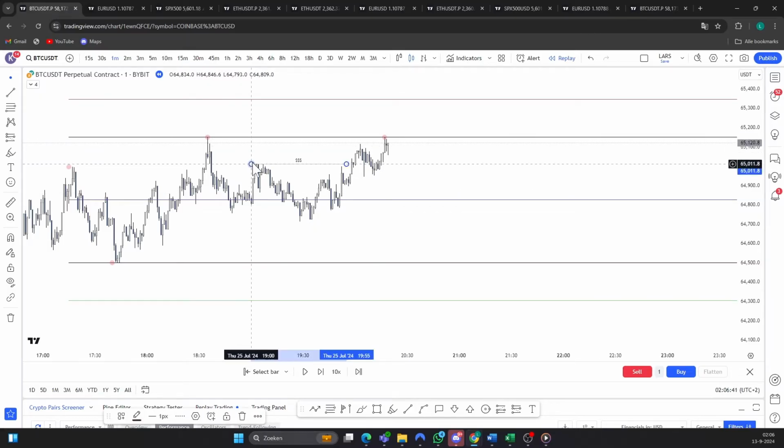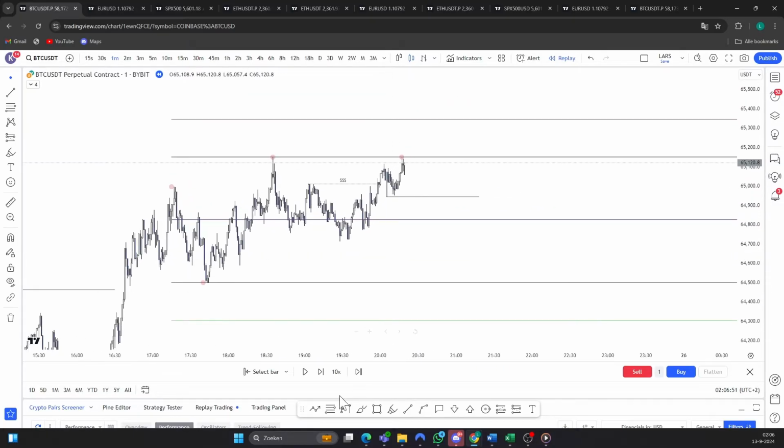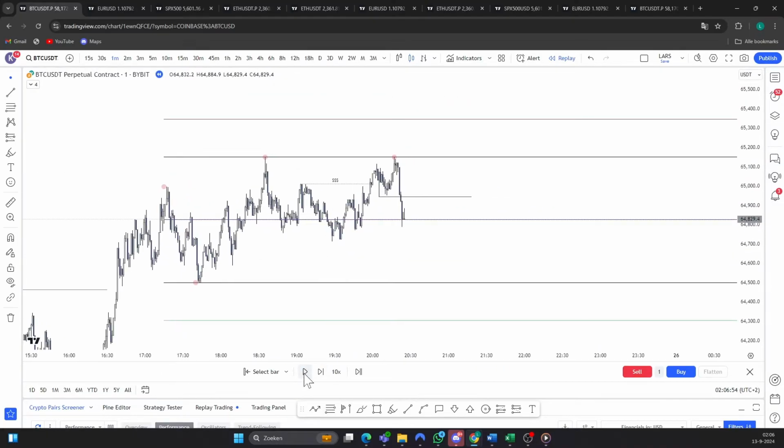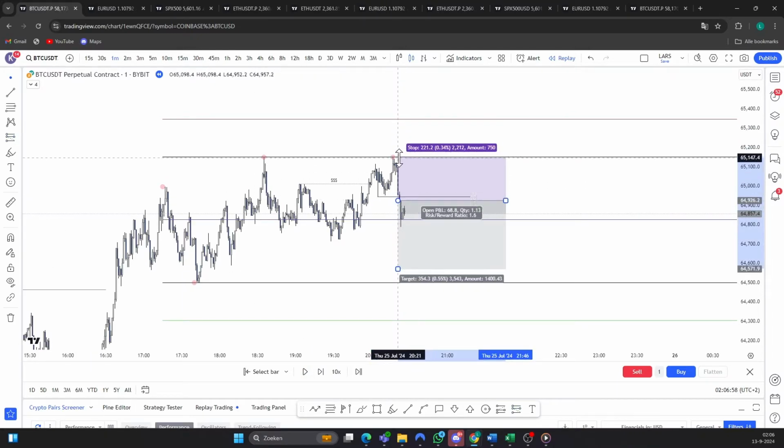Okay, structure confirmation, we wait for that break of structure low right here. It was 2 consecutive candles on any other exchange, and then whenever that break of structure appears right there, that is when we can go short. Okay, that is when we can go short.